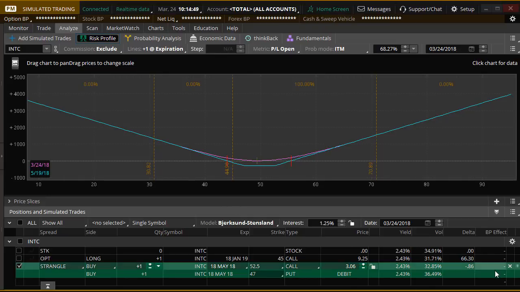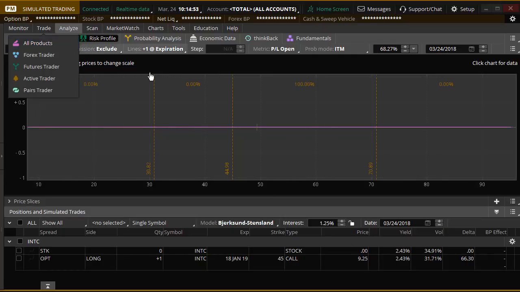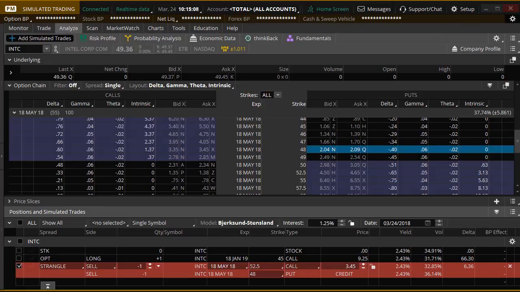William, are you talking about selling a strangle to do the reverse? Well, let's just look at it. And this is where you guys really need to get in here and practice this stuff. You learn so much about a trade. Let's sell a strangle. Sell the call, sell the put. Let's take a look at the profile here.